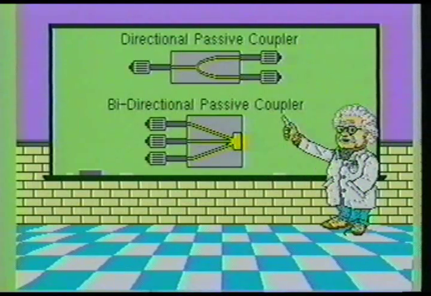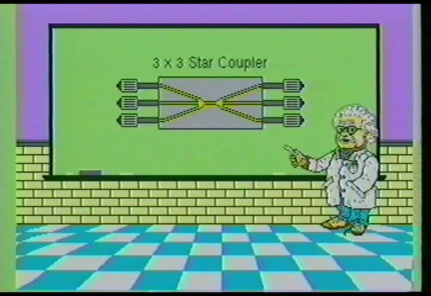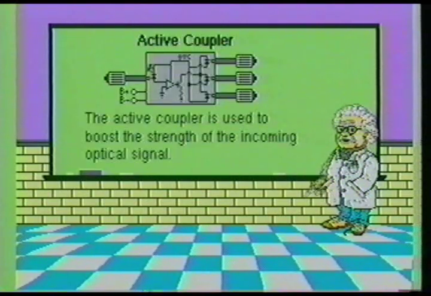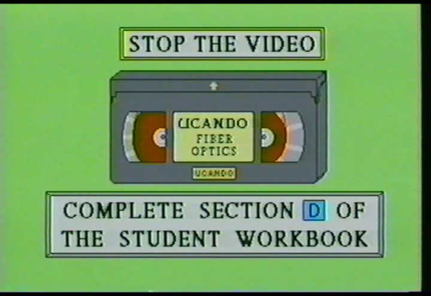Passive couplers may be classified as being directional or bidirectional. Star couplers are used when several fiber ends must be joined together. Active couplers are used to regenerate weak incoming optical data signals back to their original strength. This concludes review number 4. At this time, you should stop the video and complete section D in your student workbook.